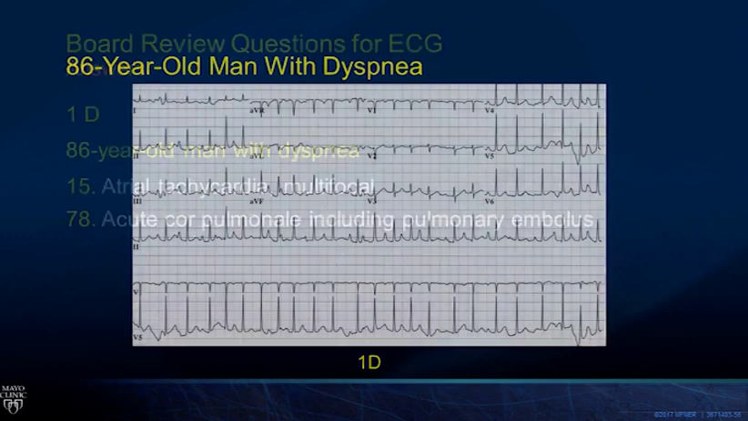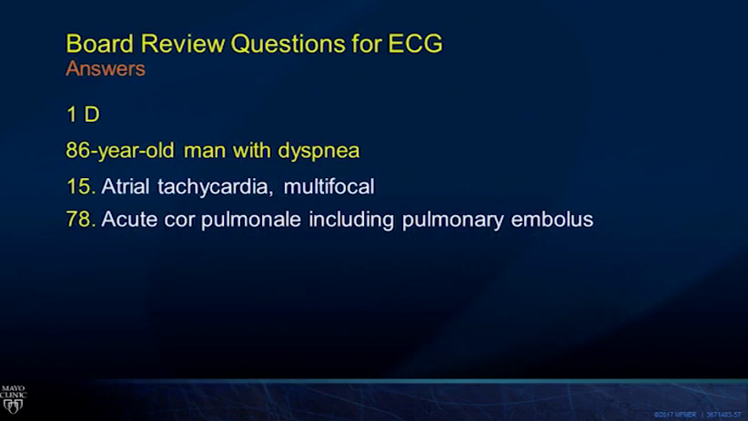Okay, so this is what I thought. This is MAT, and I think you could say this is acute cor pulmonale with possible pulmonary embolus.